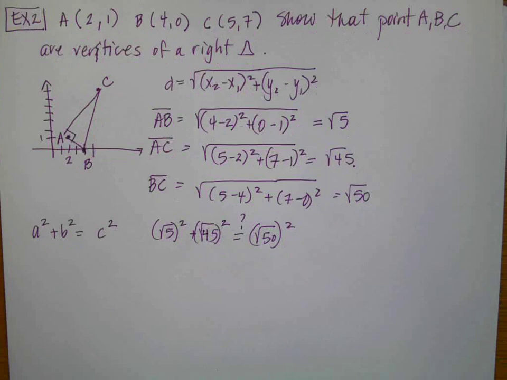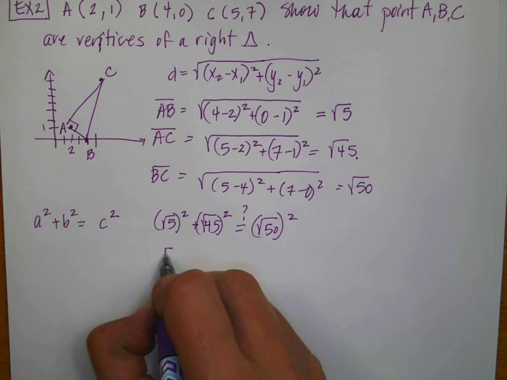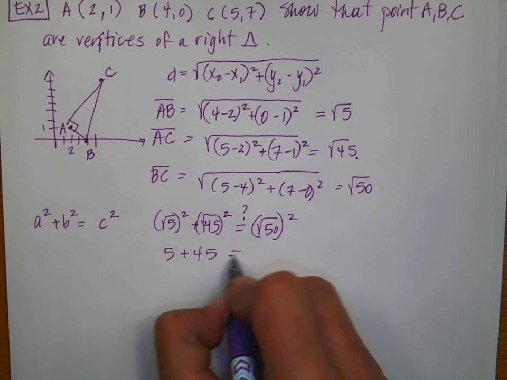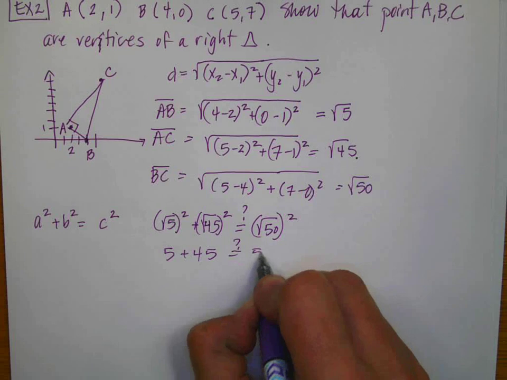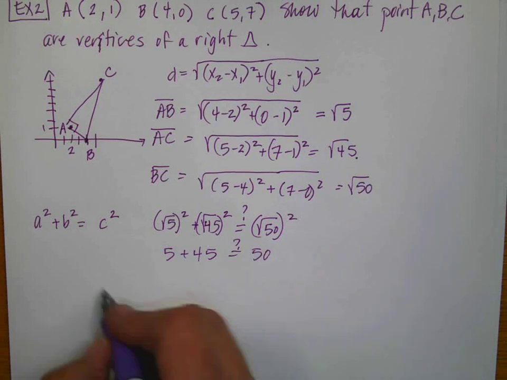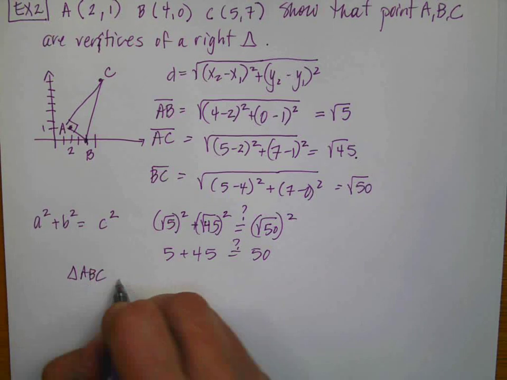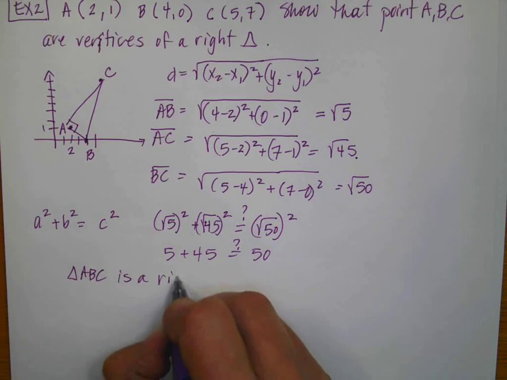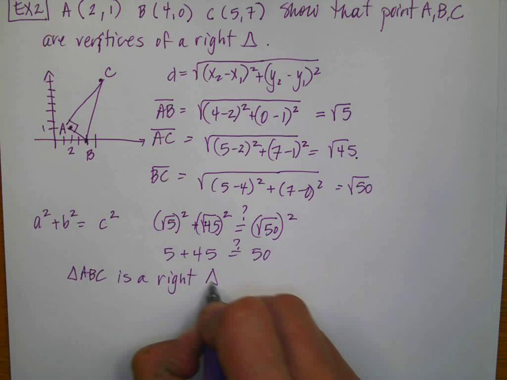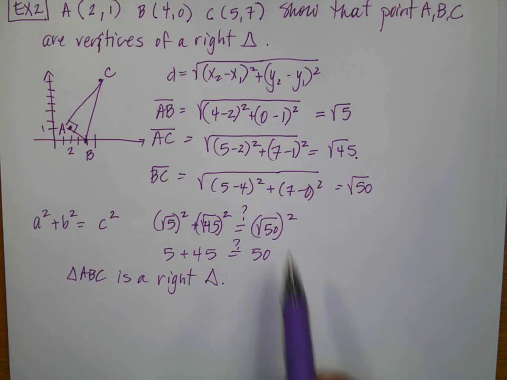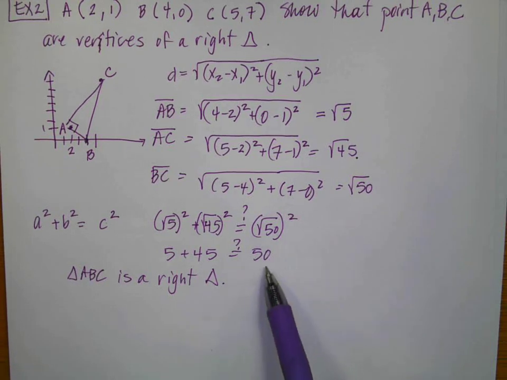Remember, if you square a radical, I get 5 plus 45. Does that equal 50? Indeed, it does. So we would say then that triangle ABC is a right triangle. And we showed that by using the distance formula and the Pythagorean theorem.